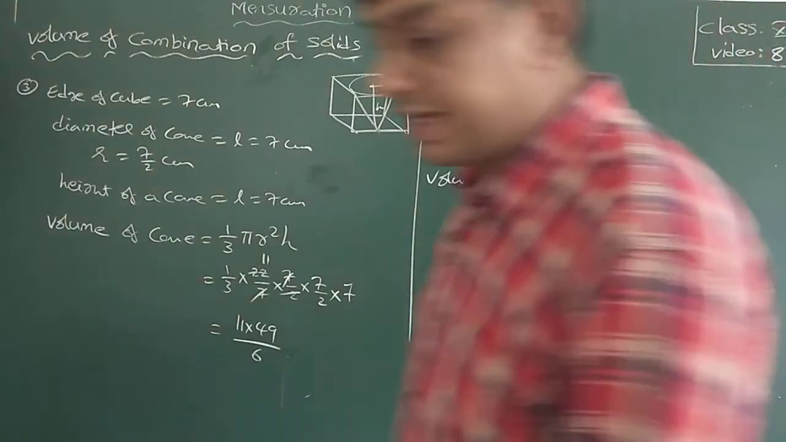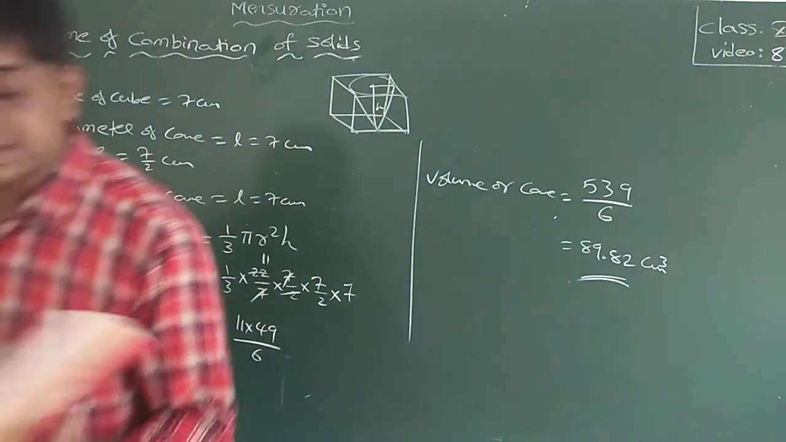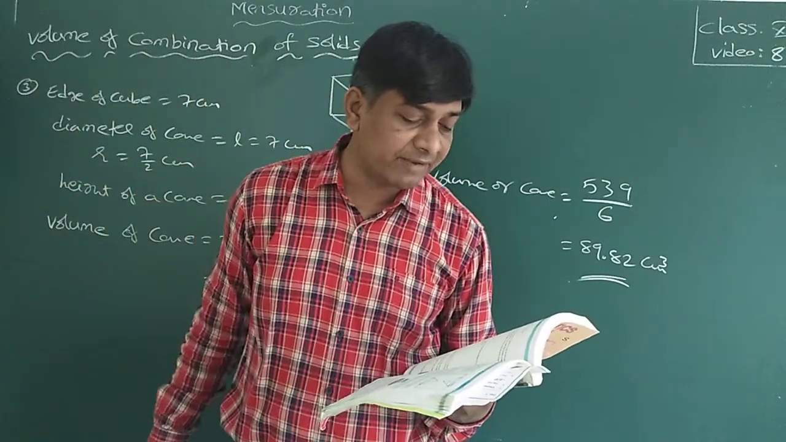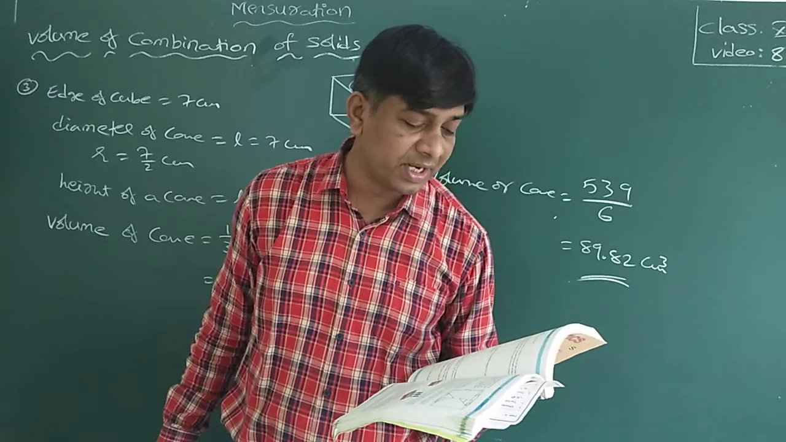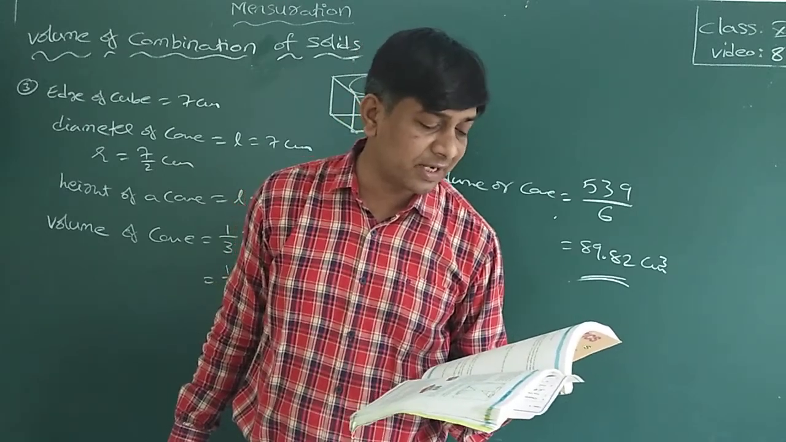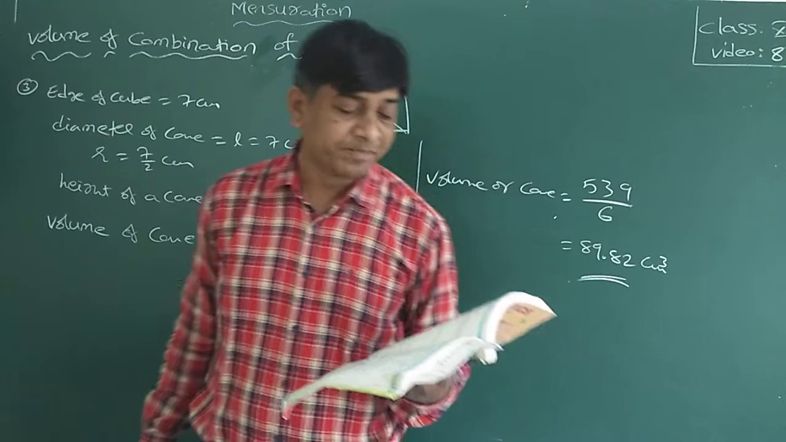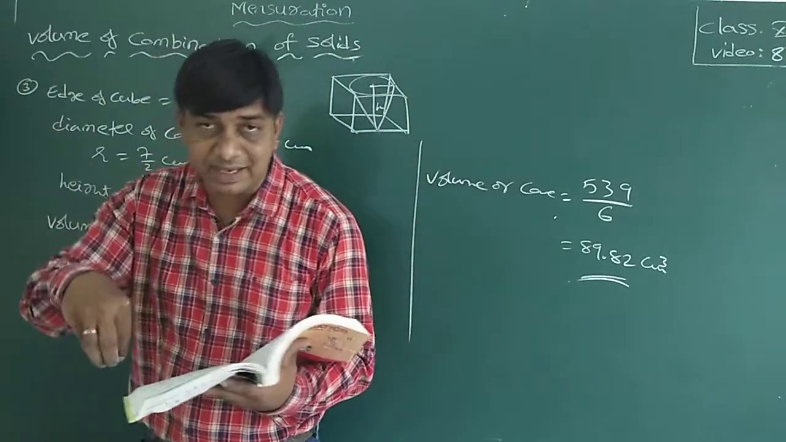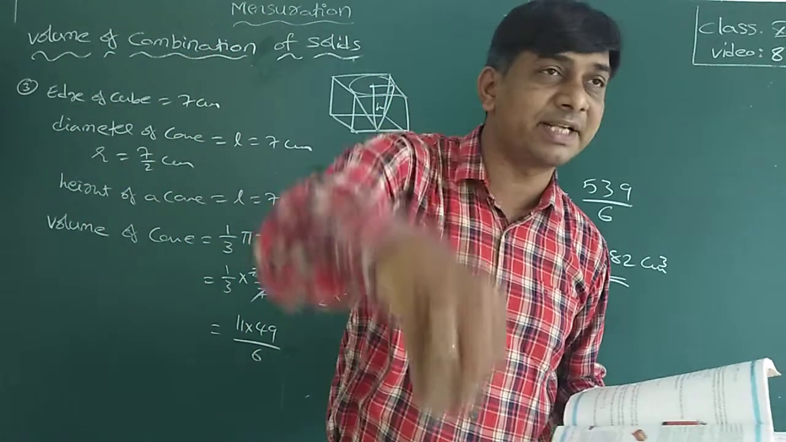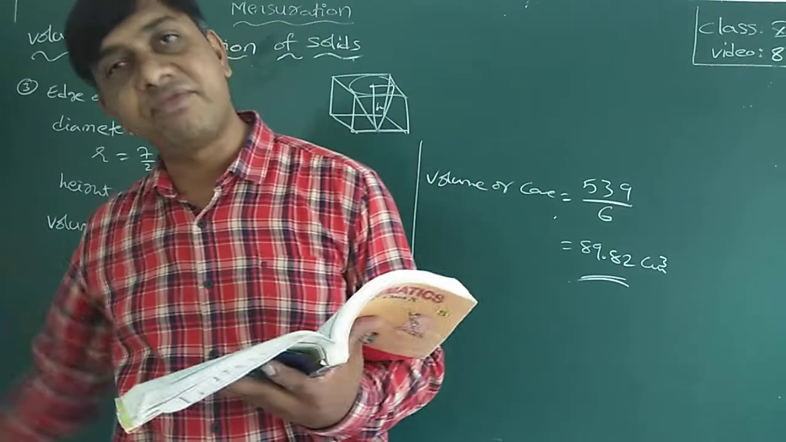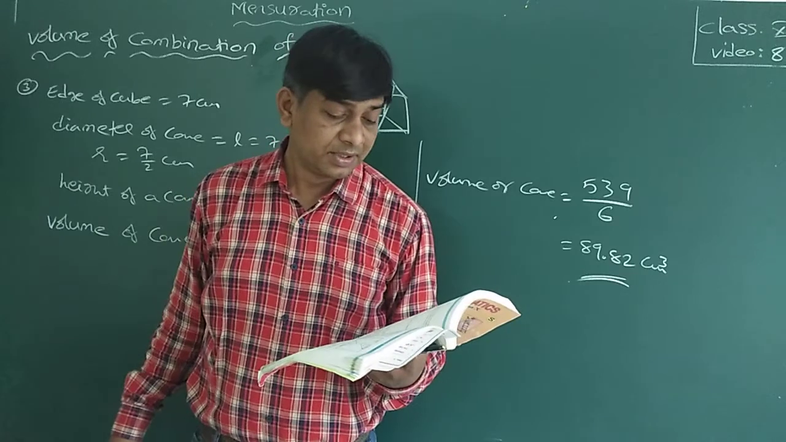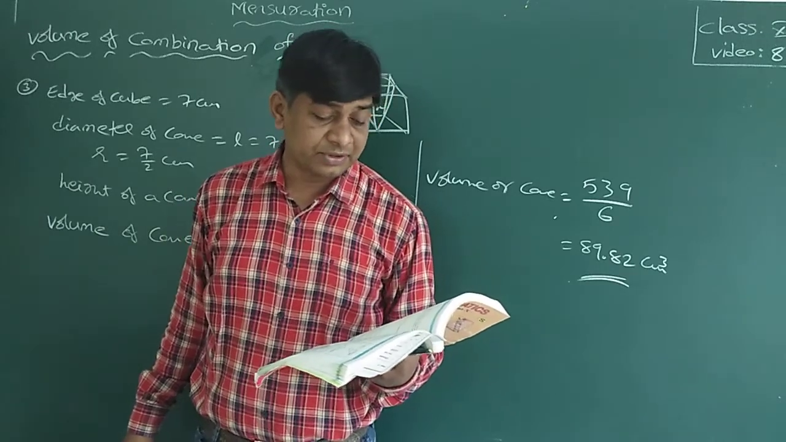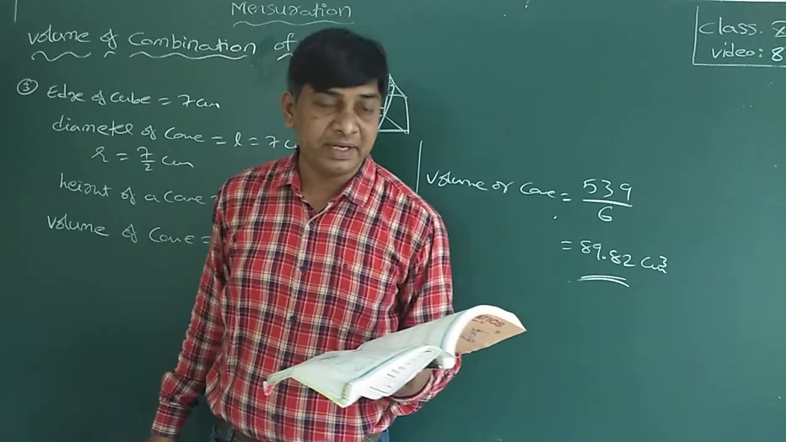Okay, in the same way, the next question is there. A cylindrical tub of radius 5 cm and length 9.8 cm is full of water. A solid in the form of a right circular cone mounted on a hemisphere is immersed into the tub. Means whatever the solid you are immersing, that much water will come outside, because it is full of water now. Find the volume of water left in the tub.